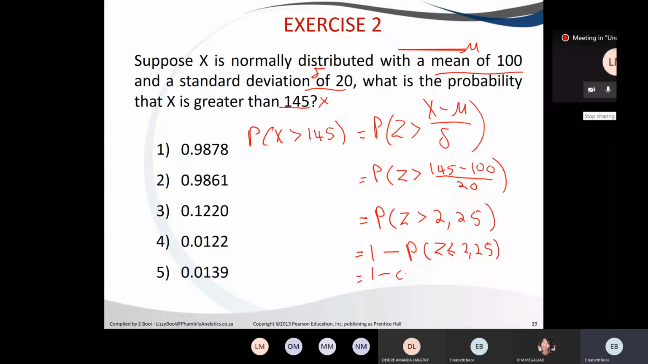So it will be 1 minus 0.9878, which equals 0.0122. In the exam, you need to be very careful when you choose your options and your answers, because you can see number 3 almost looked like our correct answer, but it's not.